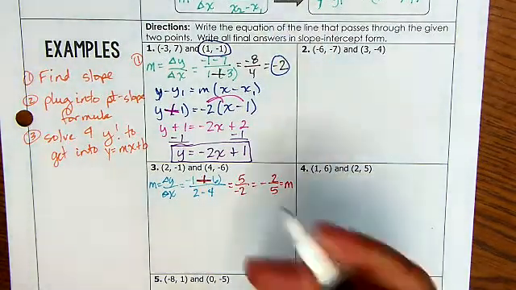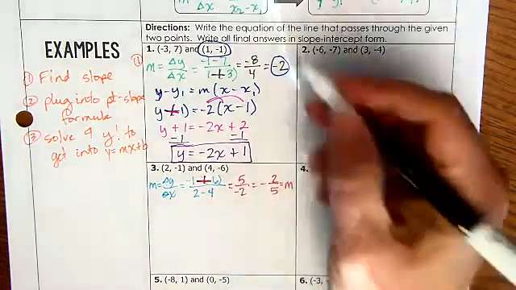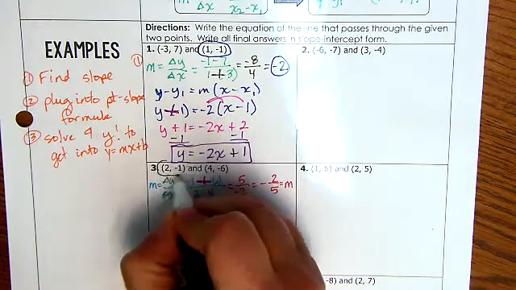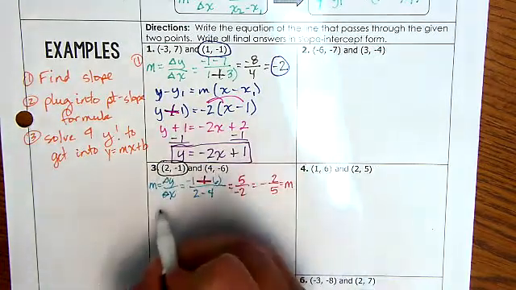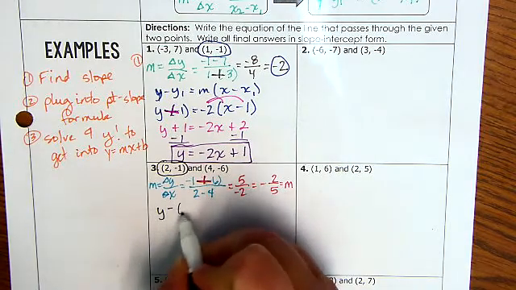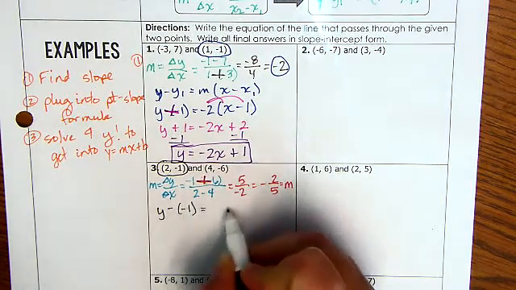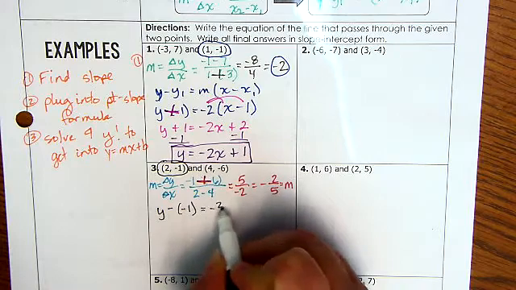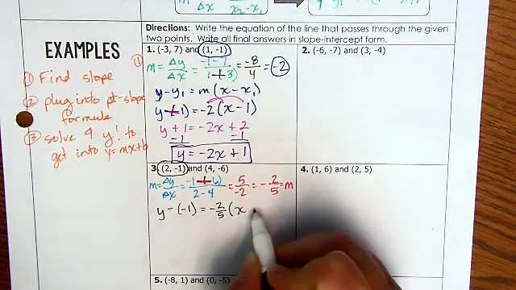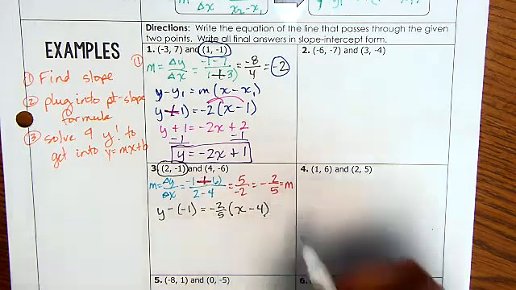Okay, now we're plugging into the point slope formula. I'm going to pick the smaller values. Smaller the values, less chance of error. So we have y minus -1 equals -2/5, open parentheses, x minus 4.